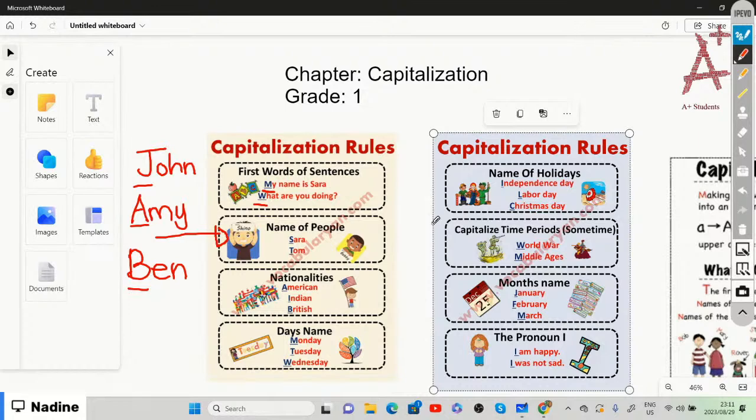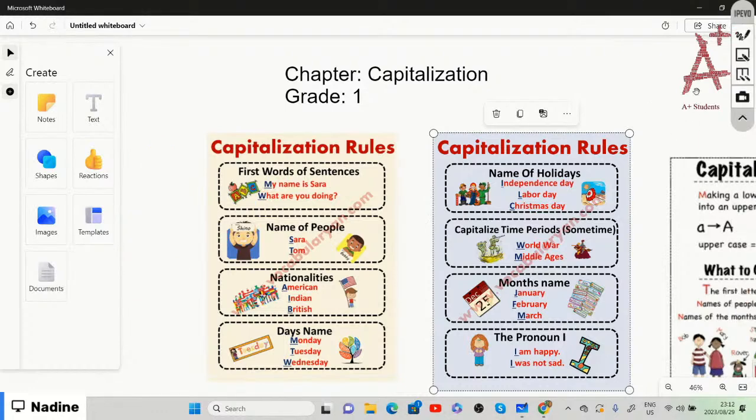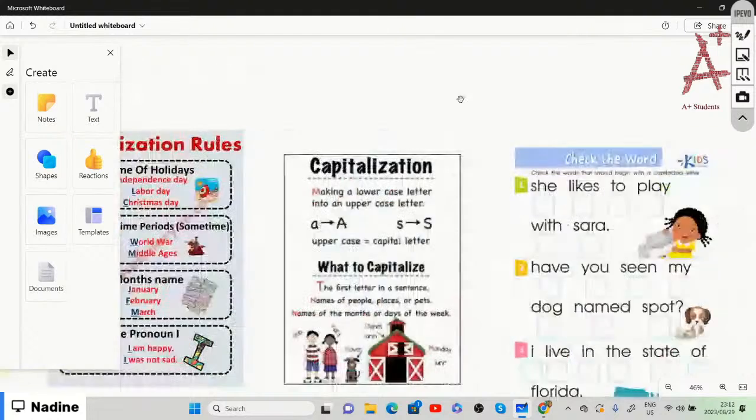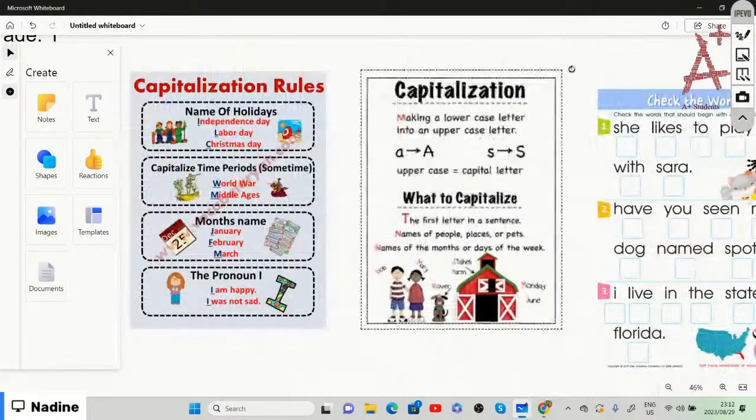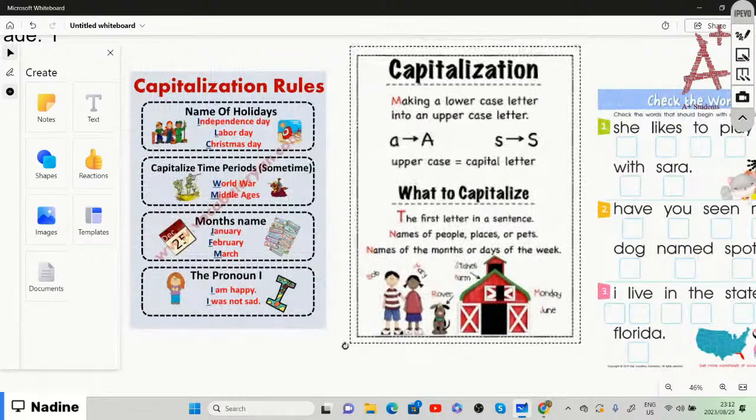Whether it is the days of the week, the months of the year, a person's name, a person's surname, names of a pet, these are the words that you need to capitalize. But remember, we only capitalize the first letter of the name or the first letter of the word. All right. So when we capitalize, right?